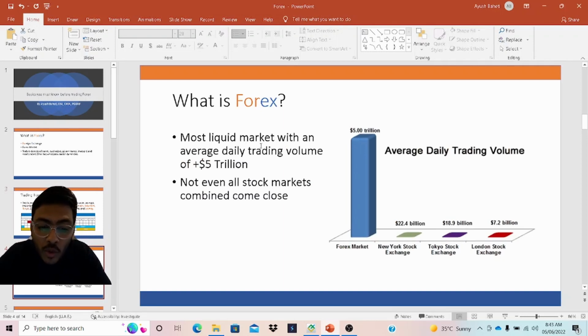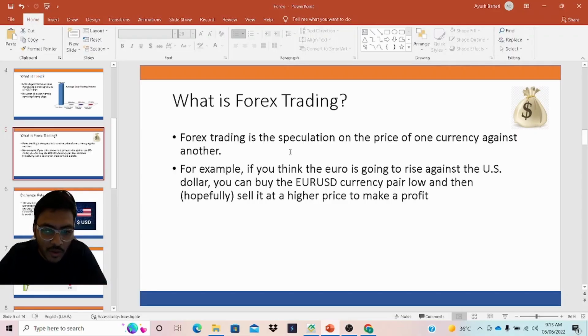One interesting point to note over here is that the Forex market is the most liquid market in terms of daily trading average volume, which is over 5 trillion. And when compared to any stock exchange or commodity exchange, it is significantly higher. Okay, let's get back to what is Forex trading.